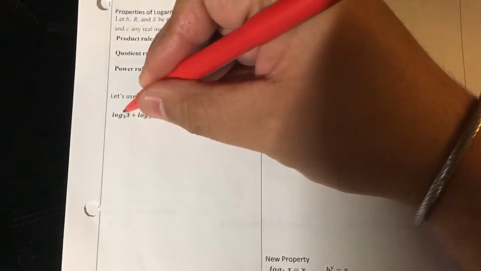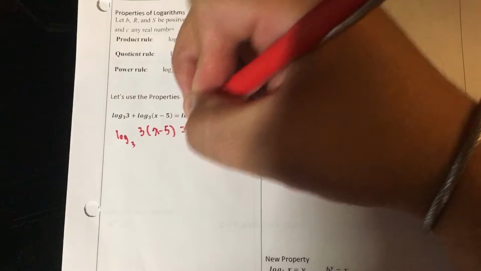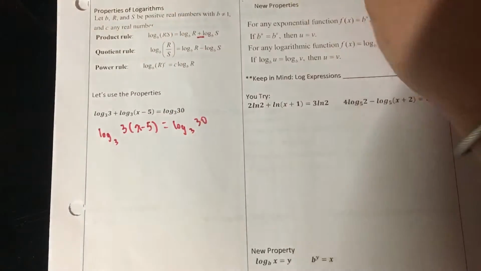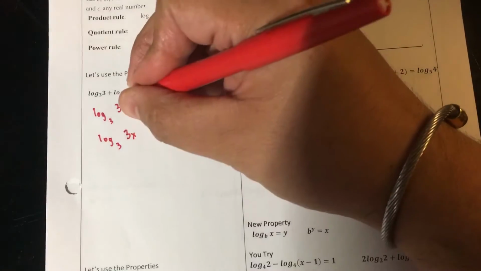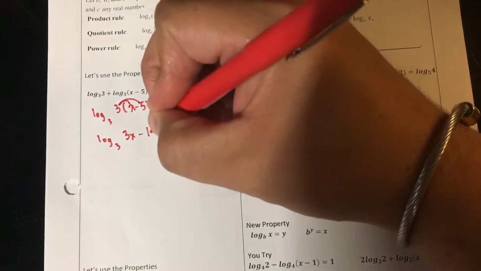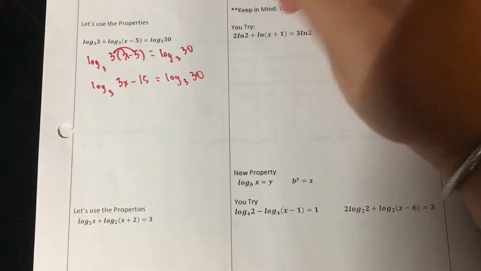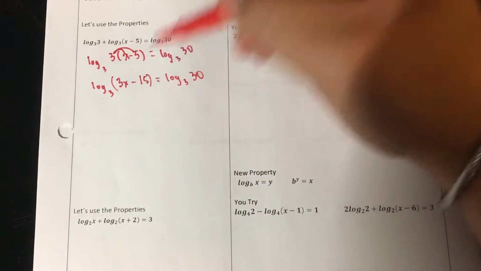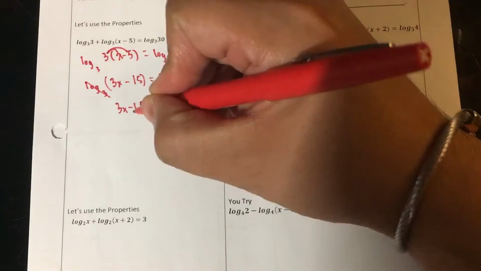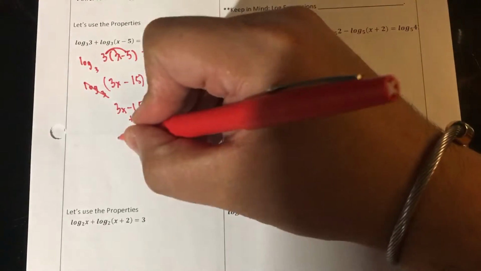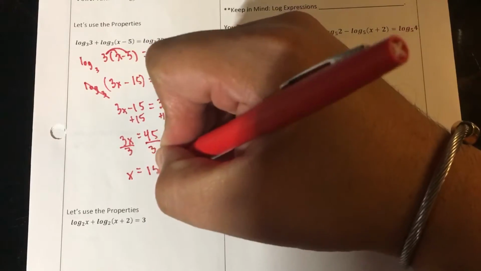Okay, so this becomes log base 3 of 3 multiplied by x minus 5 equals log base 3 of 30. And I'm going to go ahead and simplify this. Log base 3, distribute 3 times x, 3x. 3 times negative 5 is negative 15. Okay, so now there's only one log on both sides. I can put parentheses around this. So I can get rid of the logs. So 3x minus 15 is equal to 30. So just solve for x now. Divide by 3, x is equal to 15.